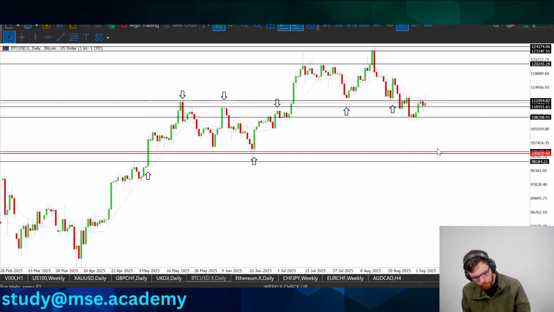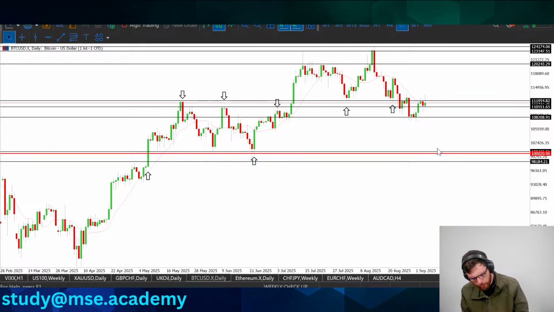Okay. So we have one of three things. We have a continuation. Continuation means if the market continues moving, where's it going to move to? We have a retracement. And what else do we have? We have a range.